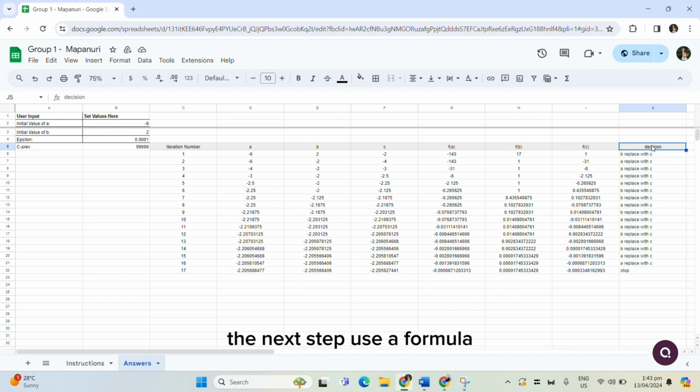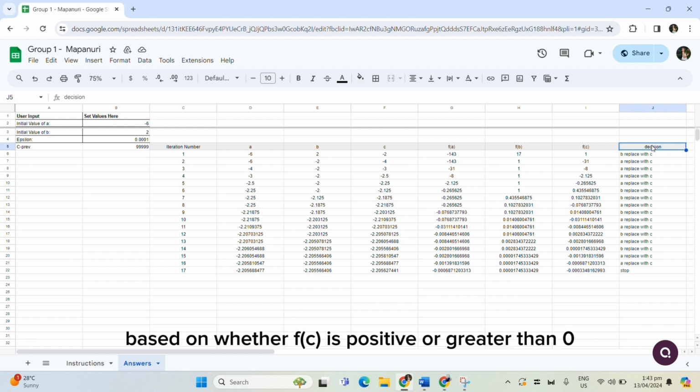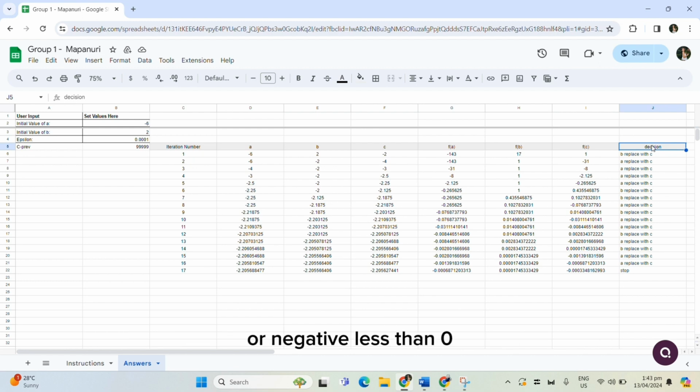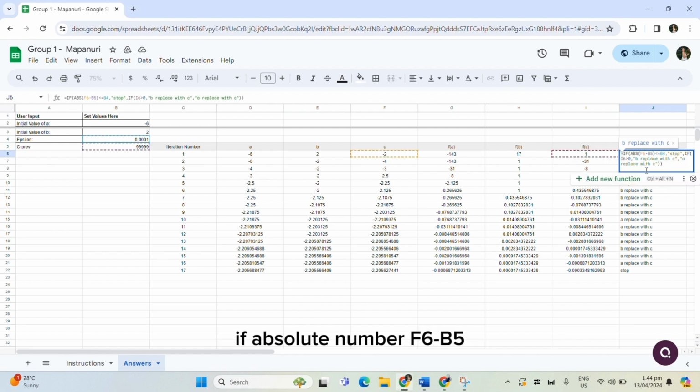In the next step, we use a formula to decide whether to replace A or B with C, based on whether f of C is positive, greater than 0, or negative, less than 0. In the first iteration, the formula is: if the absolute value of F6 minus B5, which is the C minus C prep, is less than or equal to B4, which is the epsilon. Since there is no C prep in the first iteration, we use the value 99999 as the C prep.